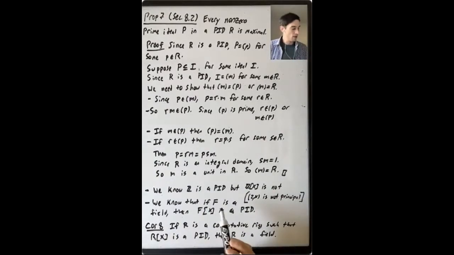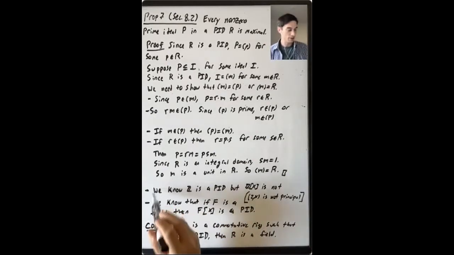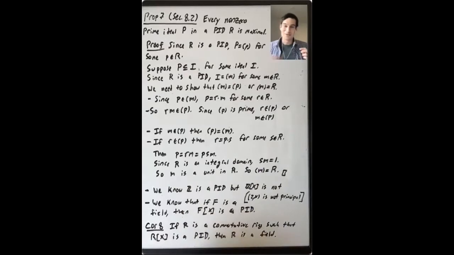On the other hand, we do know that if F is a field, which is stronger than being a PID, then F[x] is a PID. Why is that? Well, we showed even more. We saw that F[x] is a Euclidean domain, which means that it is a PID. So these two examples, if you keep them in mind, will help you to remember what the general result says, which is, suppose you have a commutative ring R, and you know that R[x] is a PID. So what has to be true about R? R must be a field.